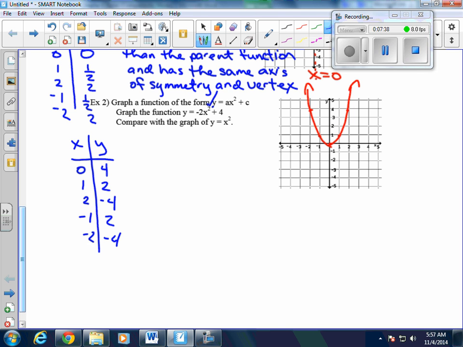So we get 0, 4, 1, 2, 2, -4, -1, 2, and -2, -4.